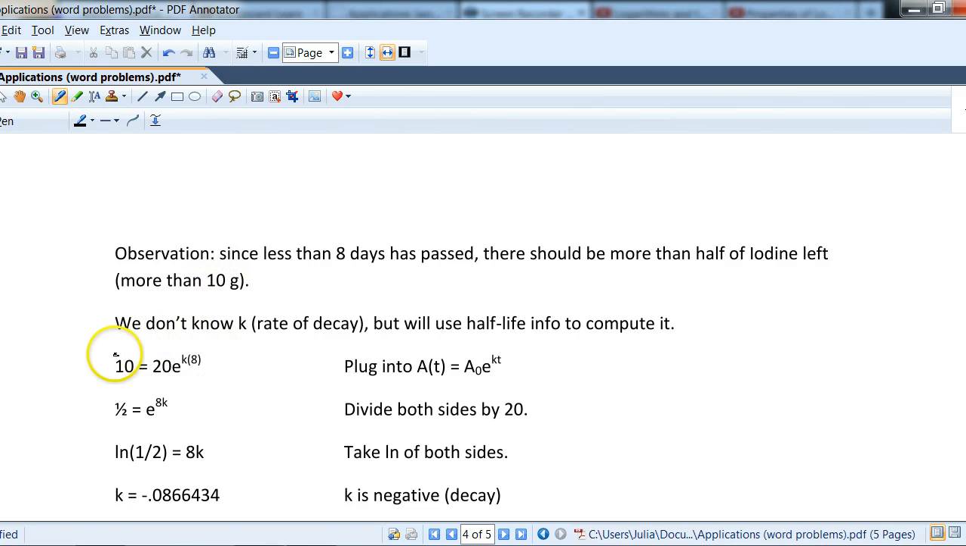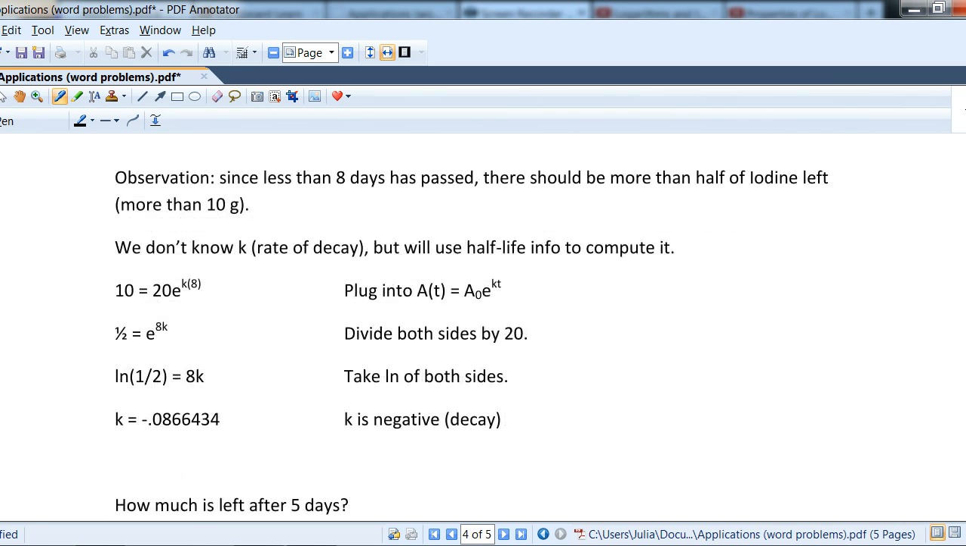So first we use the half-life to figure out the K, or the rate of decay, which is what I did. So I used 10 for the half, equals 20 e to the K times 8. So divide by 20, we get a half equals e to the 8K. Take a ln of both sides. So I got K to be about negative 0.0866 and so on. And it does make sense for it to be negative because it's a decay situation.